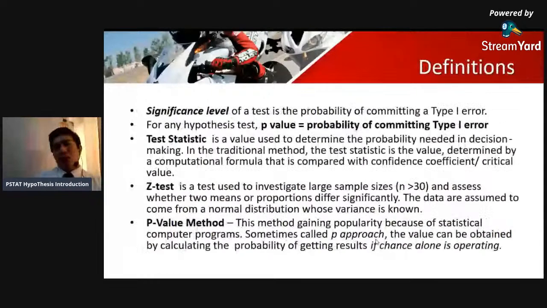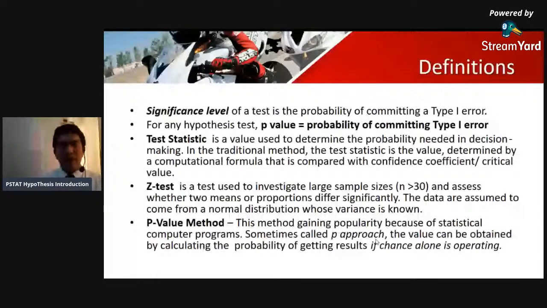Okay, so let's define some of the key terms when you are dealing with hypothesis testing. First is the significance level. It is the probability of committing a type 1 error. Test statistic is the value computed, like the z-test and the t-test. Those are examples of test statistics. The z-test is a test used for a large sample size. Take note of this, it's larger than 30. It tests whether two means or proportions are significantly different.